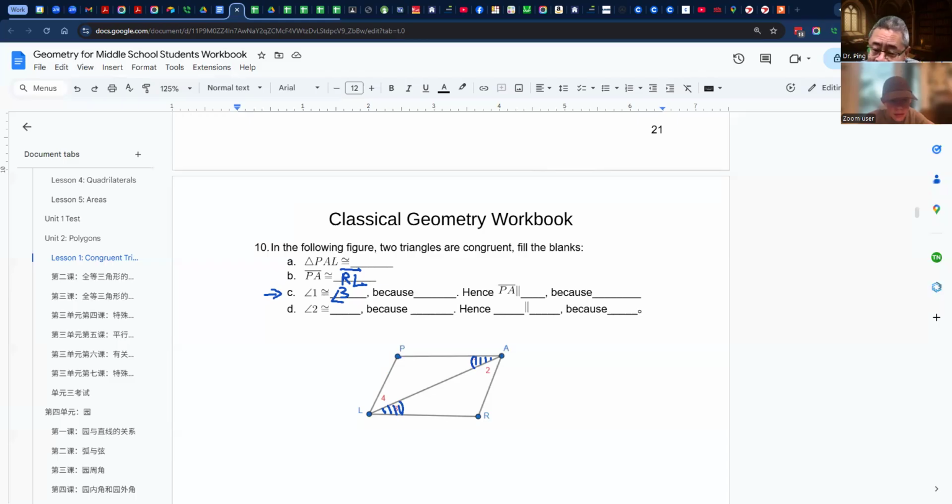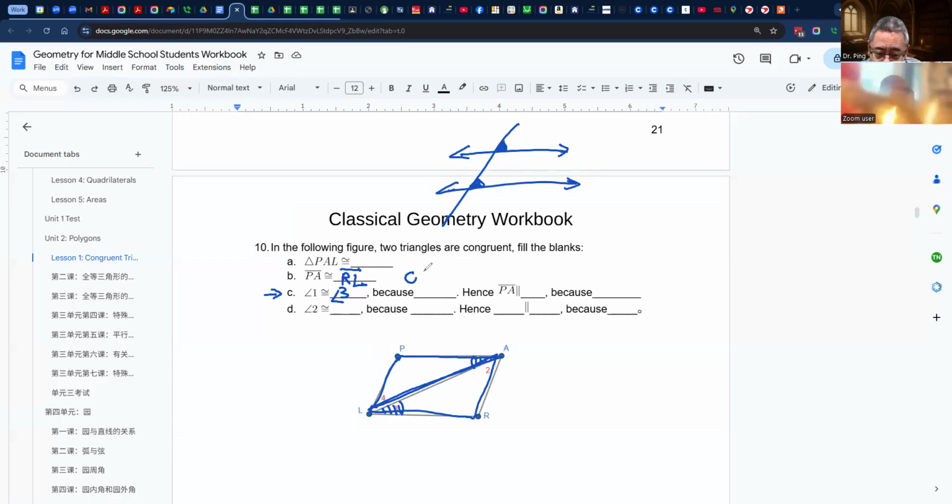No, they are not corresponding angles. Corresponding angle is talking about this. We have two lines and a transversal. This angle and that angle are called corresponding angles. So the reason these two are congruent is because the top triangle is congruent to the bottom triangle. So this is what we call CPCTC, congruent parts of congruent triangles are congruent.